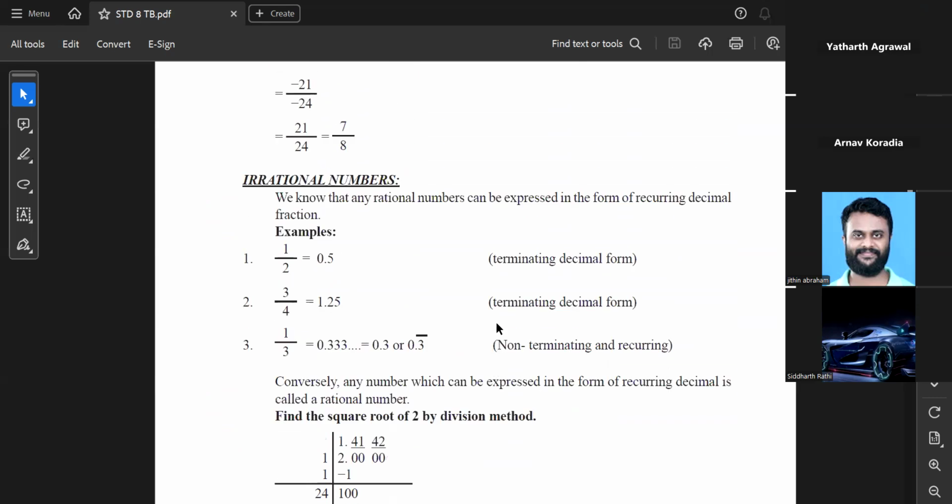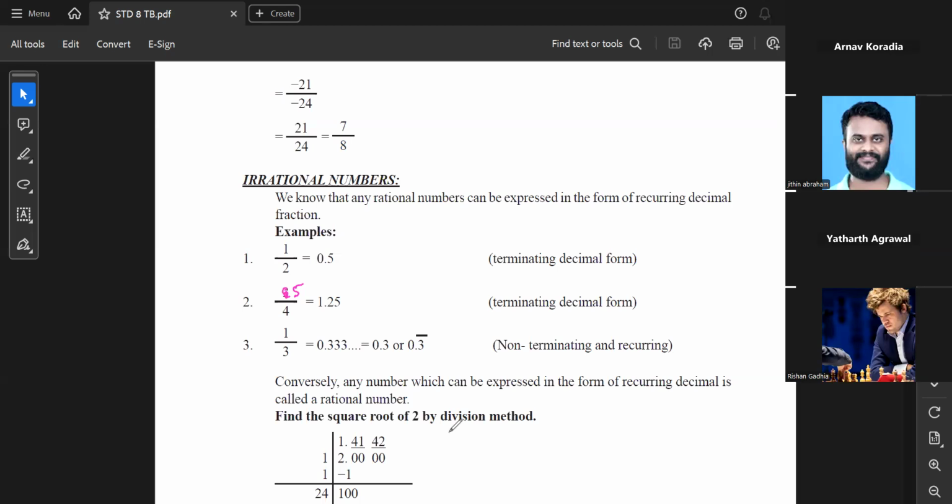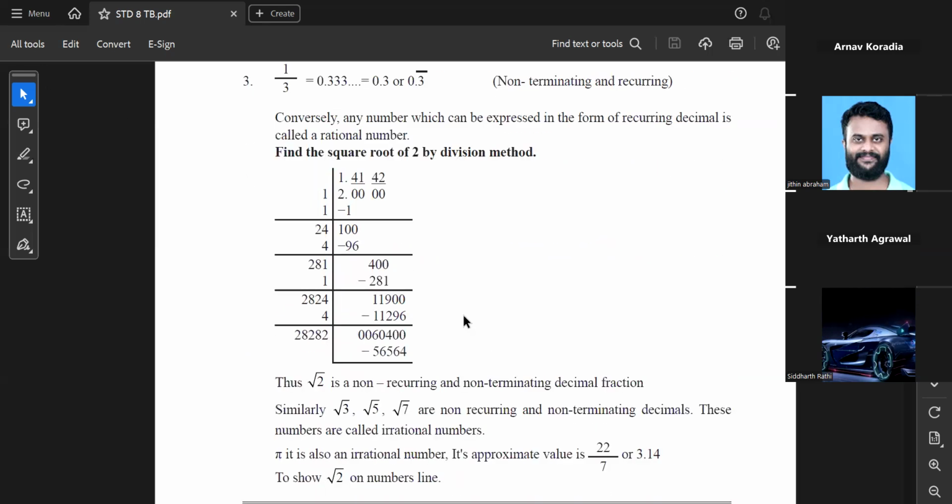Sir, over here, 3 upon 4 is equal to 1.25. I have already given that justification. This is a printing error. This is not 3, this is 5. 5 upon 4 it is. Okay, Arnav, what's your query? Sir, I had the same query, why is it 1.25? No problem. Sometimes it happens.